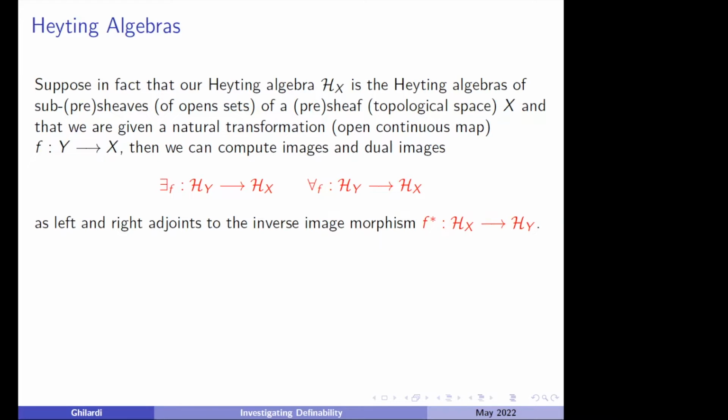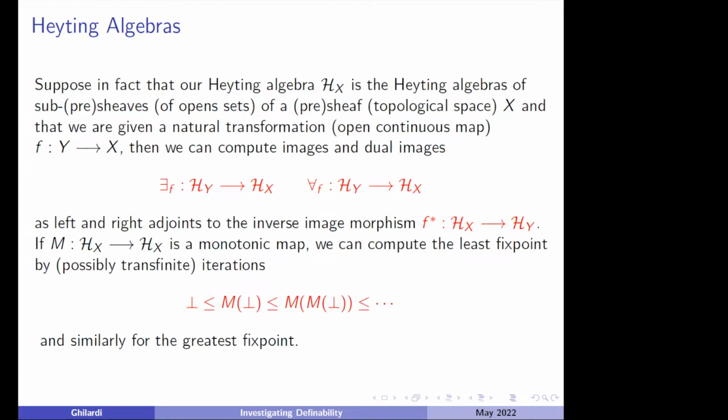Now, how these constructions are computed depends on the case. For instance, in sheaves, you need to take the images and then apply the closure of the associated sheaf, or the local closure, if you want to use the language of Lawvere or Plato. But in any case, such a thing exists. And also, if you have a monotonic map, since the lattice is complete, you can produce fixed points by iteration up to certain ordinals, which depend on the lattice.